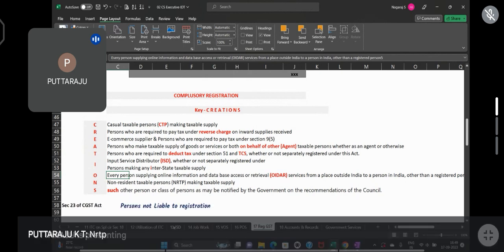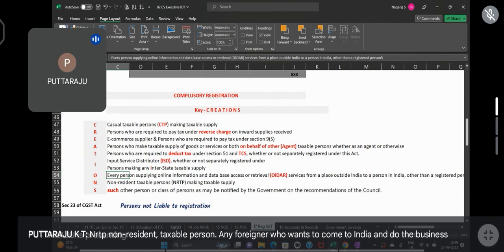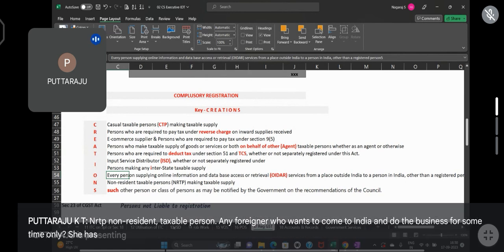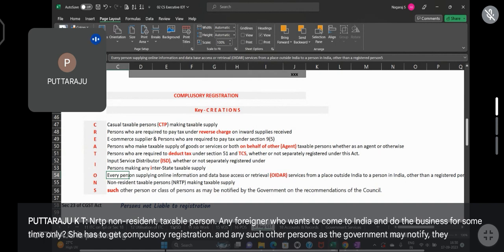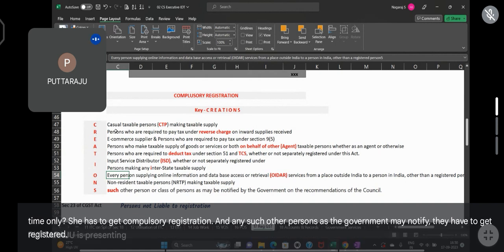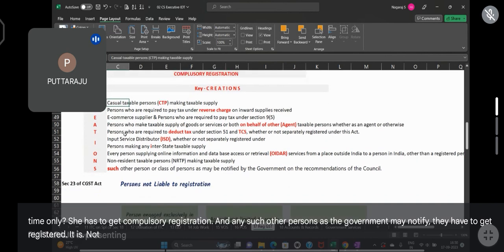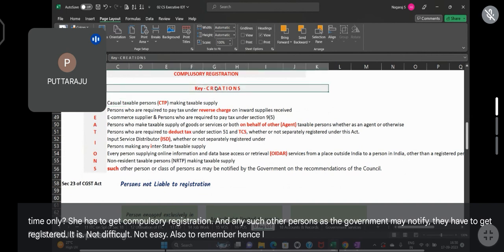NRTP, non-resident taxable person: any foreigner who wants to come to India and do business for some time only has to get compulsory registration. And any such other persons as the government may notify have to get registered. It is not easy to remember, hence I have used the keyword creations.